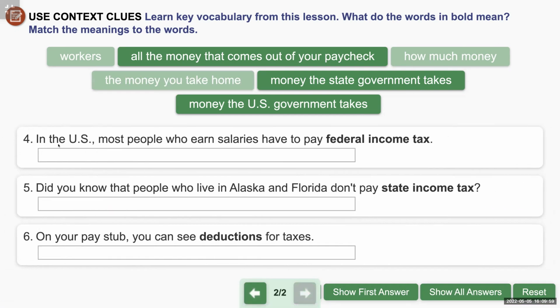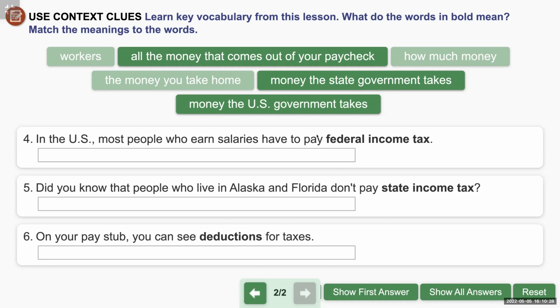4, in the US, most people who earn salaries have to pay federal income tax. Number 5, did you know that people who live in Alaska and Florida don't pay state income tax? And number 6, on your pay stub, you can see deductions for taxes.